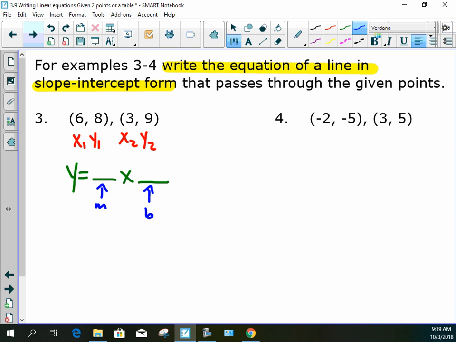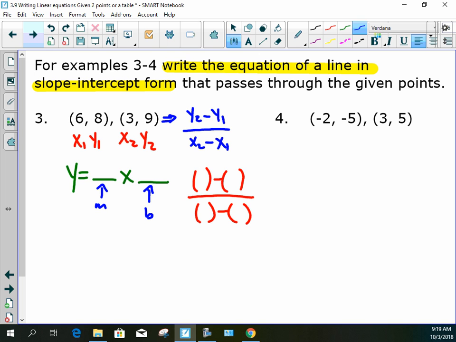Yes. I have to put these points into y2 minus y1 over x2 minus x1 form. So I'm going to go blank blank minus blank blank over blank blank minus blank blank. Y2 is 9. Y1 is 8. X2 is 3. X1 is 6. So my slope is now 1 over 3. So now I can put 1 over 3 right here.